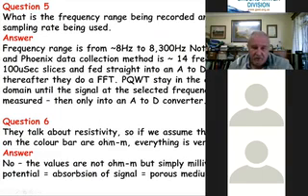They talk about resistivity in question 6, but if you assume the numbers of the color bar are ohm meters, everything is very resistive. No, the values are not ohm meters, but simply millivolts. Low potential equals absorption of signal equals a porous medium. That is what it is all about.